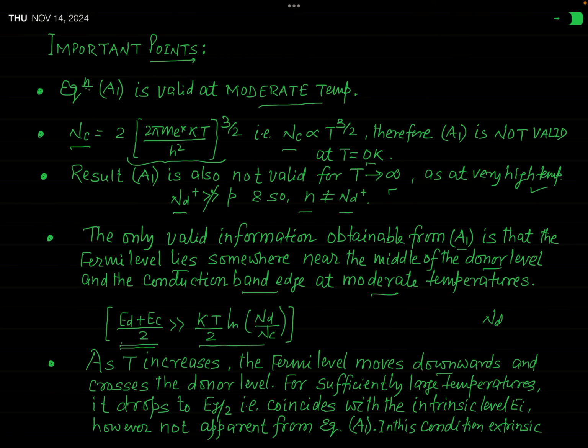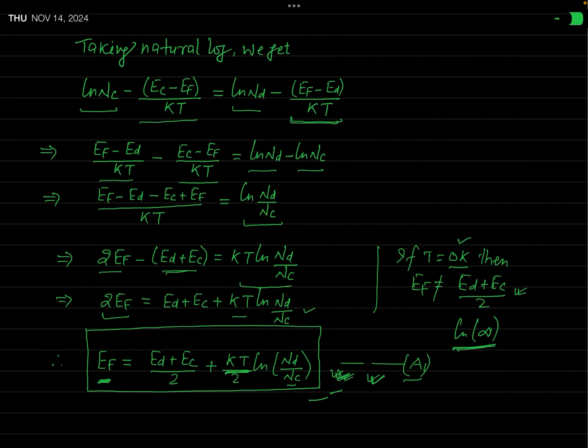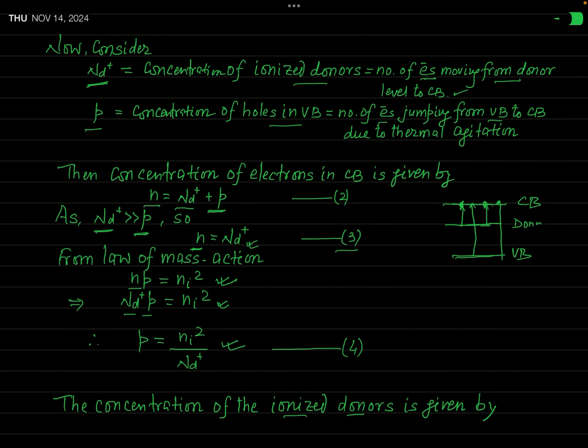Okay. So these were the important facts which we can see from that expression for the Fermi level of an N-type semiconductor. Now we are going to see the second part of the problem, and this is the calculation of free electron concentration in the conduction band. Okay. I have already defined this concentration in the beginning of my lecture.